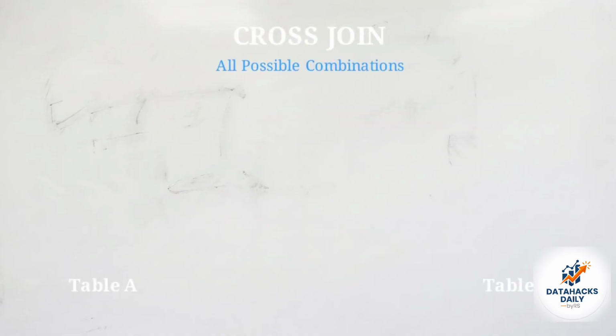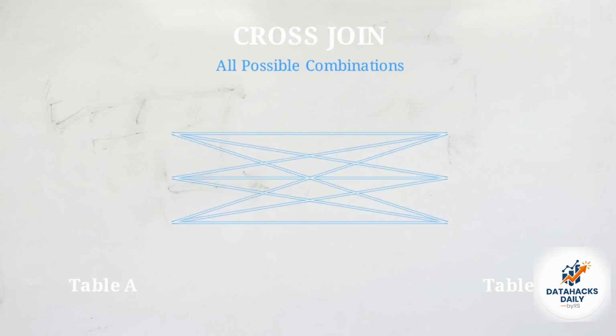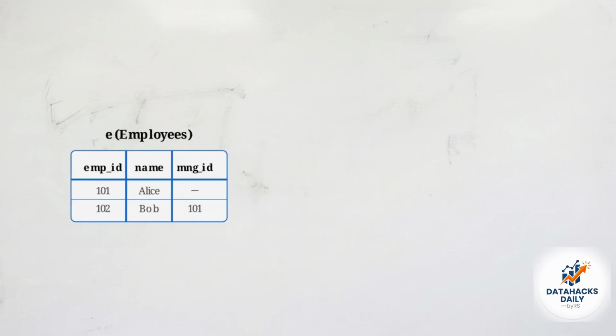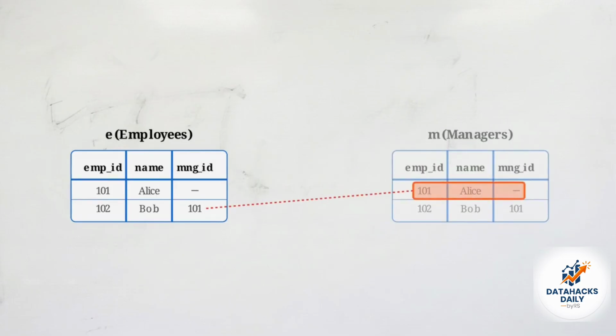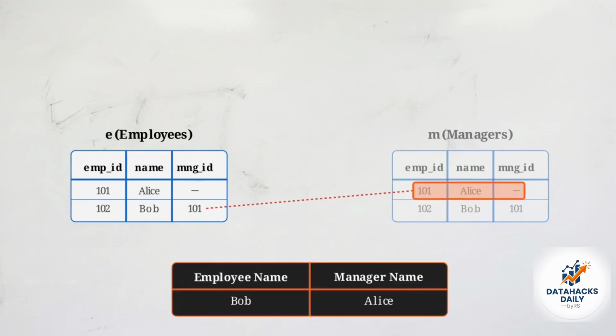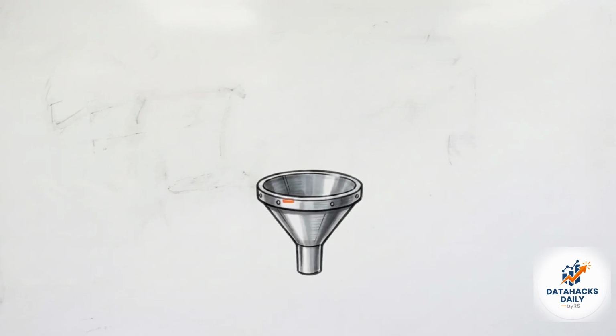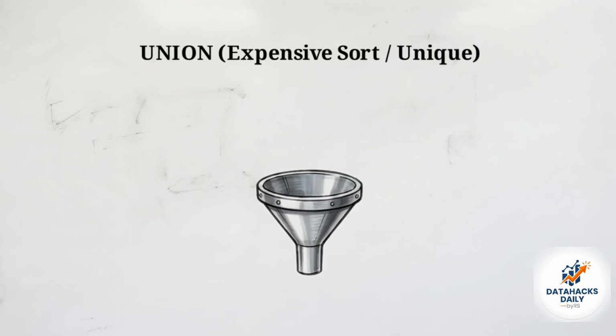Sometimes you need to link tables without standard foreign keys, which is where a cross-join generates every possible combination. Other times, you need to query hierarchies within a single table, like mapping employees to their managers, requiring a self-join to match a table against itself. Union all stacks query outputs instantly, while union triggers an expensive sort to remove duplicates.